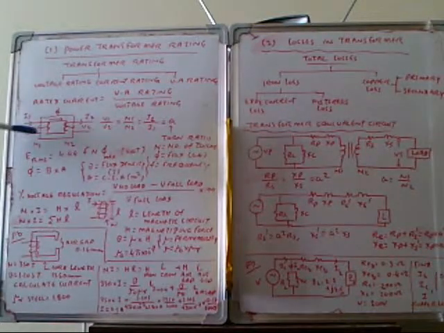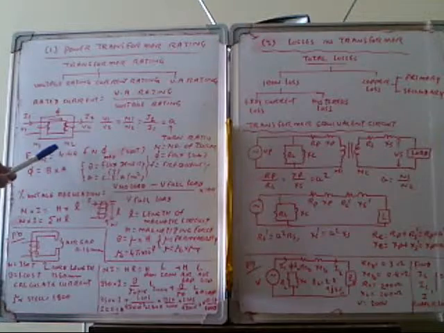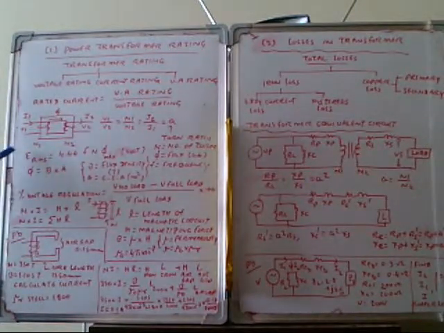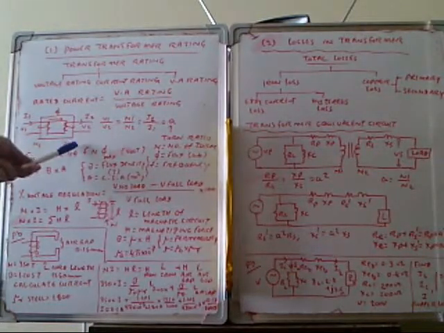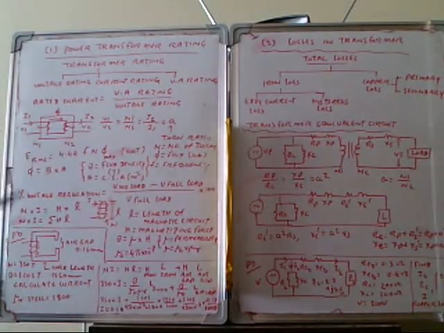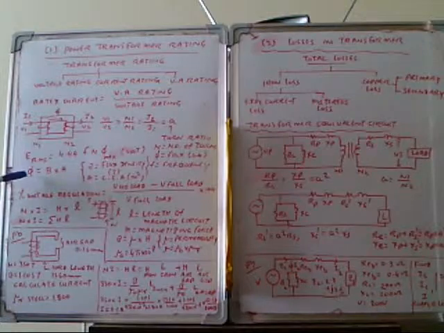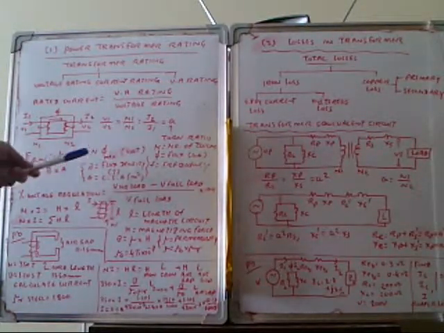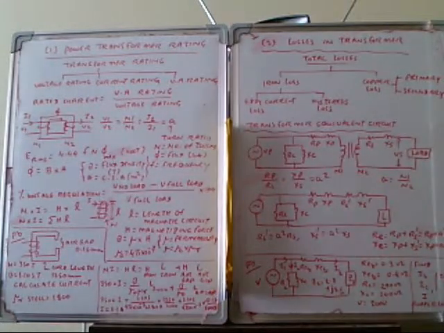So the voltage input in the transformer can be calculated by this formula: E rms is equal to 4.44 f N phi maximum. So E rms is the root mean square voltage, f is the frequency, N is the number of turns, phi is the flux. So flux can be calculated. Flux is equal to B multiplied by A, where B is the flux density in Tesla, and A is the cross-sectional area in meter square.